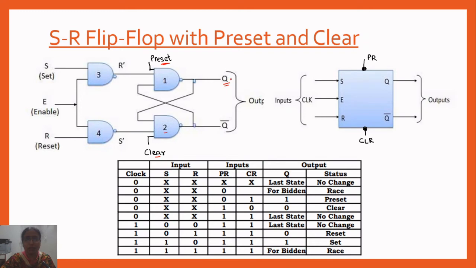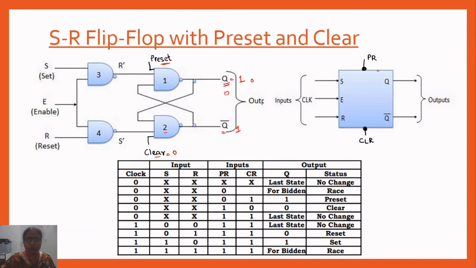We will provide 0 at the preset input and we will get 1 as the output, so the flip-flop becomes set. If we want to clear the output, meaning we want to make Q equal to 0, then we have to provide 0 at this clear input, and we will get 1 here and 0 here. Like this, whatever the clock is, we can change the output to 1 and 0 by providing 0 logic at the preset and clear inputs.